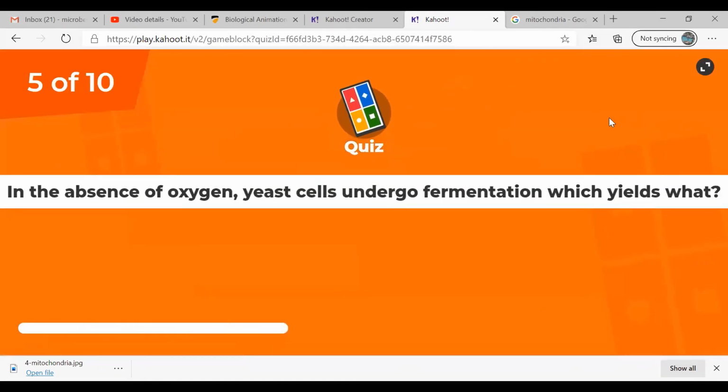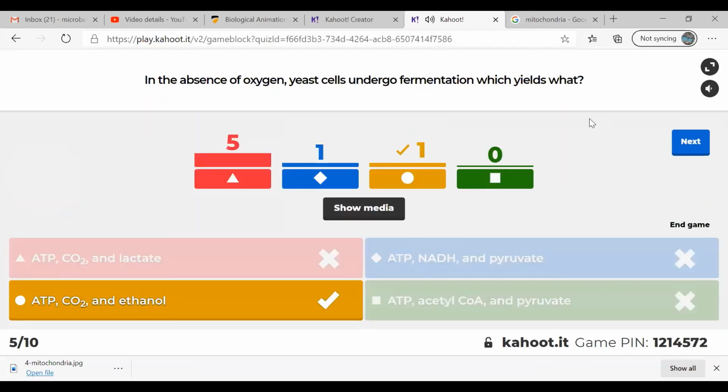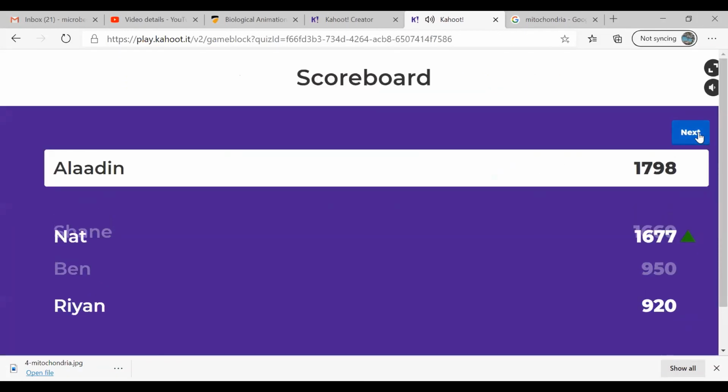All right, in the absence of oxygen, yeast cells undergo fermentation, which makes what? Remember yeast, we use them in lab 6. So the correct answer is ethanol. Okay, remember yeast make ethanol for wine and beer and carbon dioxide for bread products. So the answer should have carbon dioxide and ethanol in it. Okay, so a little bit of studying needs to be done here.